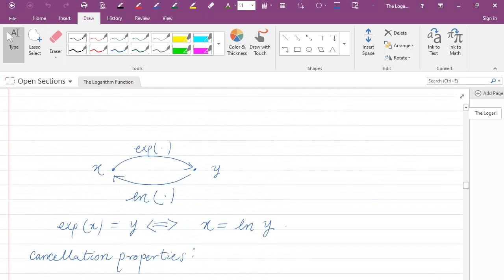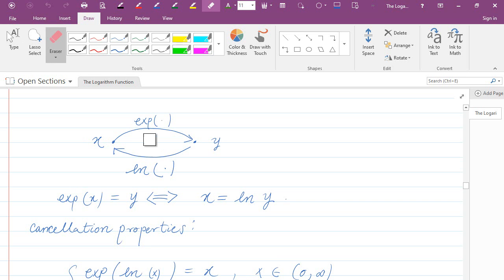Because exp is the inverse of the natural log, the exponential function applied to x gives us y if and only if the log function applied to y gives us x. So in other words, exp of x is equal to y if and only if x is ln of y.